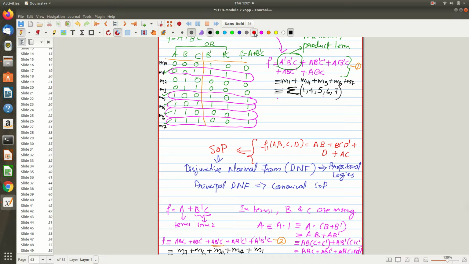So the representation I am having, either this form or this form, is what we call the canonical sum of product expression, canonical sum of product expression. Sum of products, we also call it SOP. And it's very important, it is a unique way of representing a Boolean algebraic expression.